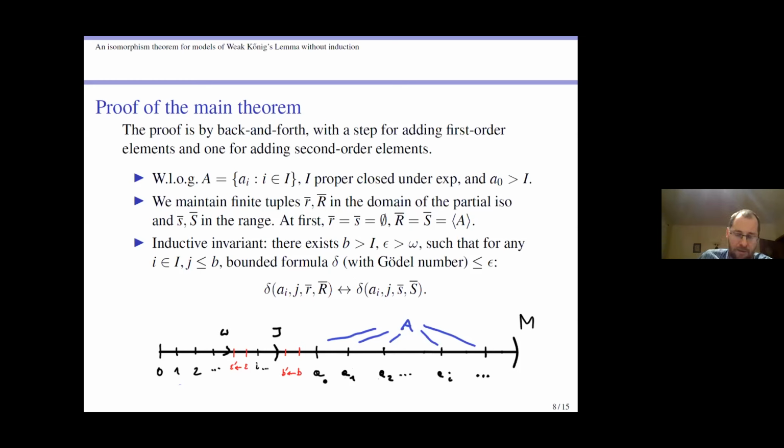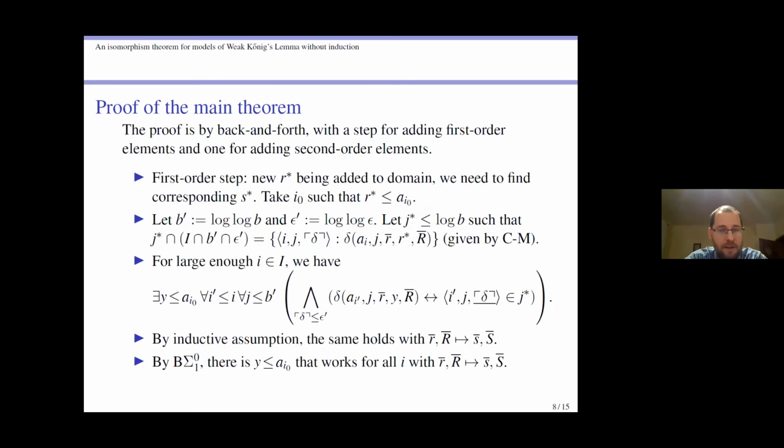Okay, so that's the overall picture. I'm afraid that this is the last picture of the talk. The rest is text only. So let me say something about the proofs, the steps.